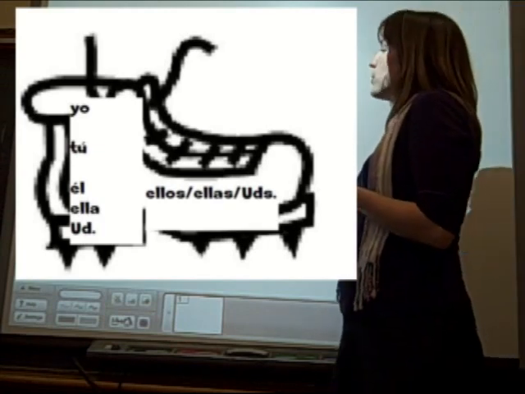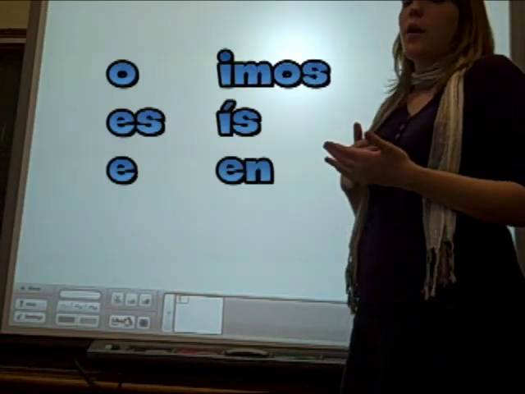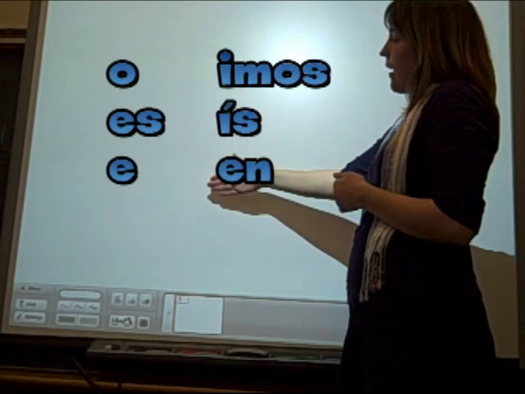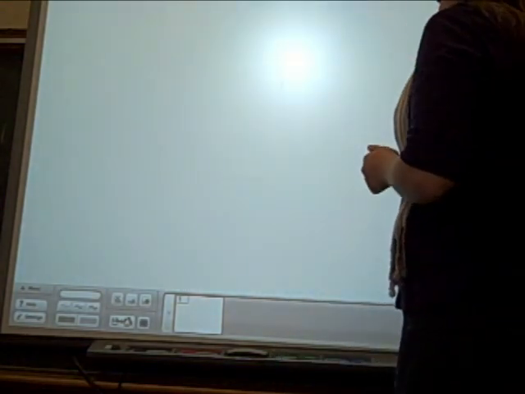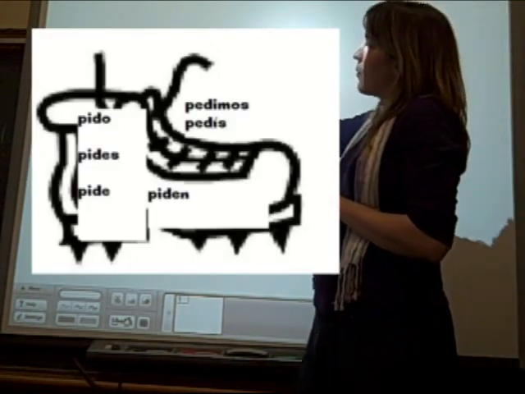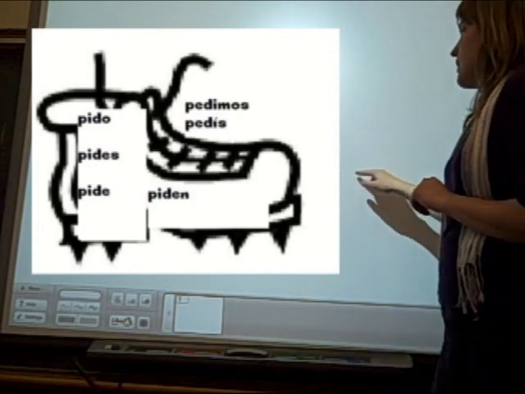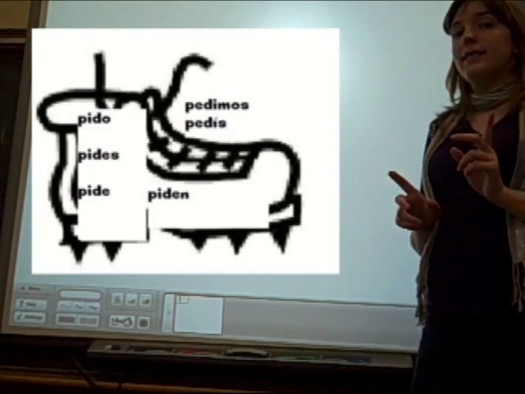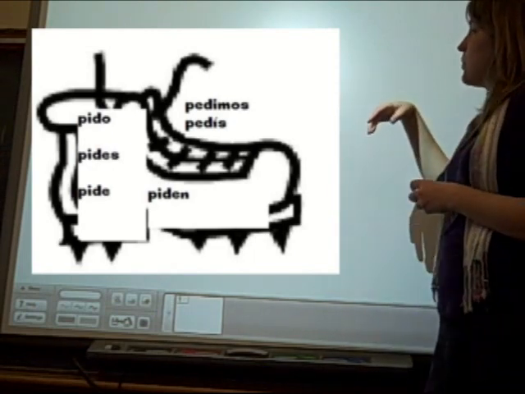So the yo form, the tú form, the él, usted, and the ellos, ellas, ustedes. Just like our other example, pedir is an IR verb. So the endings we use will be o, es, imos, is, and en, right? But once we conjugate that verb in its 6 forms, we're going to change the E to an I in the forms that fit in the boot. So we end up with yo pido, tú pides, él, usted pide, and ellos, ellas, and ustedes piden. But, just like we learned before, the nosotros and vosotros forms do not get that changed. So the nosotros form of the verb pedir would be pedimos, and the vosotros form would be pedís.